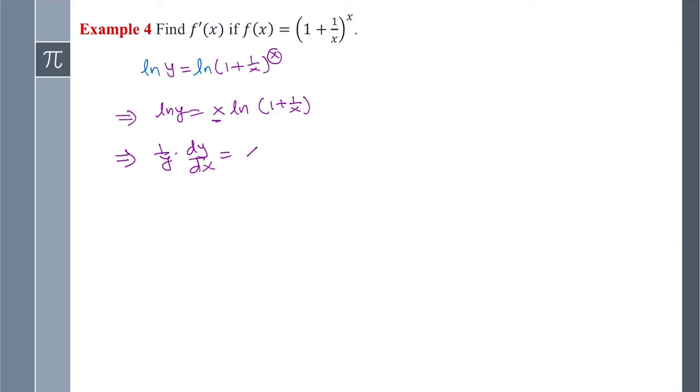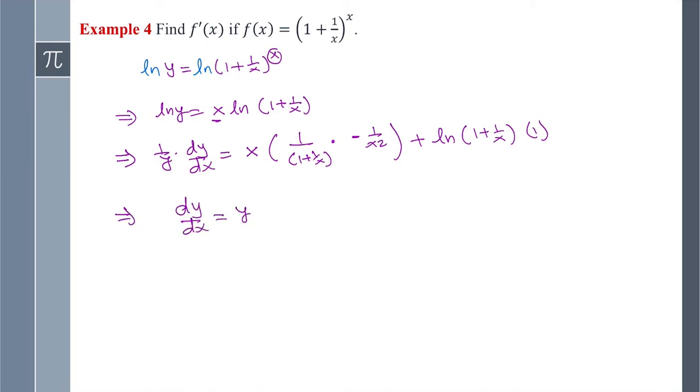So the first function, times the derivative of the second function. The derivative of natural log of 1 plus 1 over x is 1 over 1 plus 1 over x times the derivative of 1 plus 1 over x, which is negative 1 over x squared. So that's the first function times the derivative of the second, plus the second function, which is natural log of 1 plus 1 over x, times the derivative of the first function, which is just 1. Now, if we multiply by y on both sides, we get dy over dx equals y times.